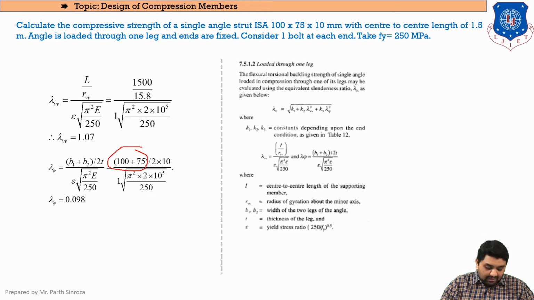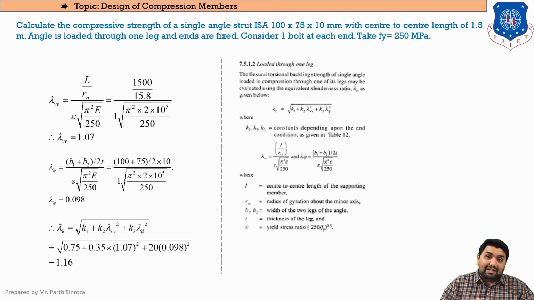Now this will be the value of b1 and b2. b1 and b2 will be our legs, divided by 2t, that means this is our thickness. And in the upper equation L, that is our capital L, will be our center to center length, that will be 1500 mm. So substituting everything here, we'll get the value of lambda vv and lambda phi. We have already obtained the terms k1, k2 and k3. So now we'll finally find the value of lambda e. So lambda e, that is our eccentric slenderness ratio, comes out to be 1.16. Clear? So now this will be our main change that will occur between our concentric loading and eccentric loading.